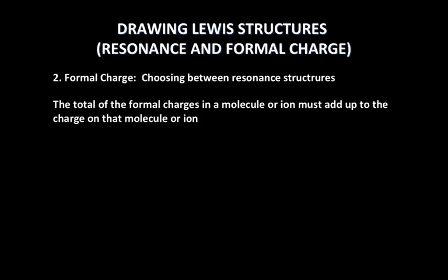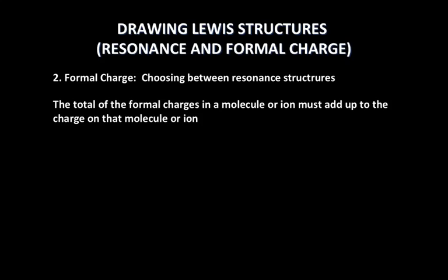So, how do formal charges help us choose between Lewis structures? To do that, there are a couple of rules that we have to keep in mind. One is that the total of the formal charges that you put on the atoms in a molecule or an ion have to add up to the total charge on that molecule or ion. So if it's a molecule where there's no charge, all of the formal charges have to add up to 0.